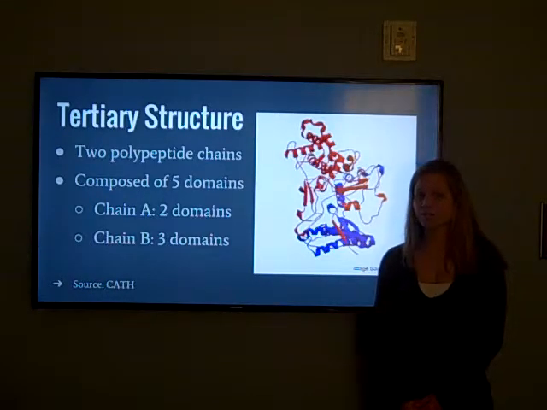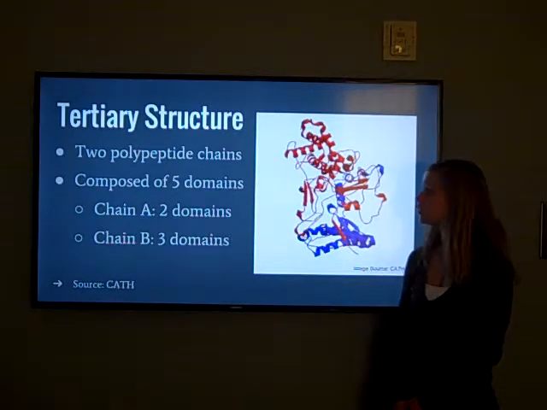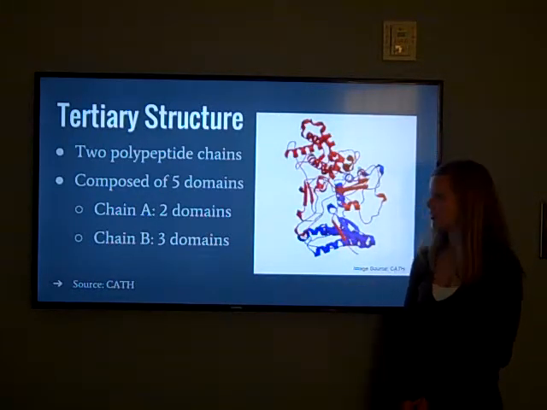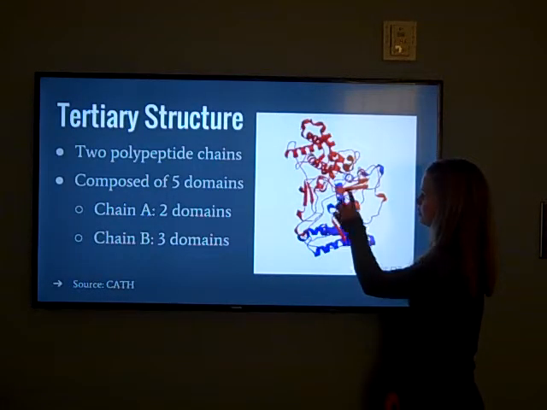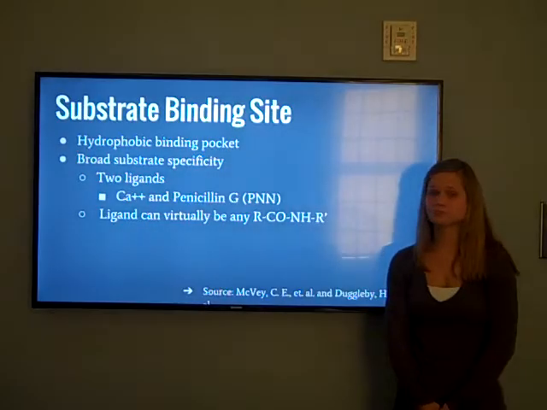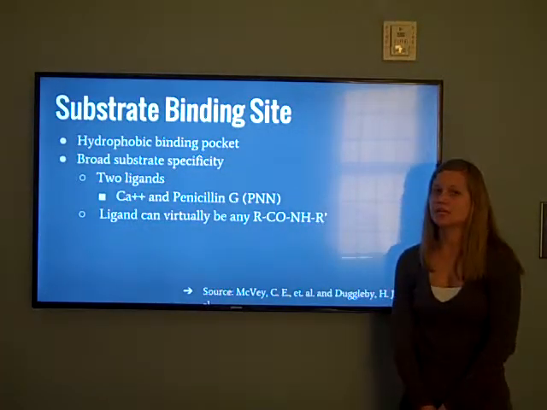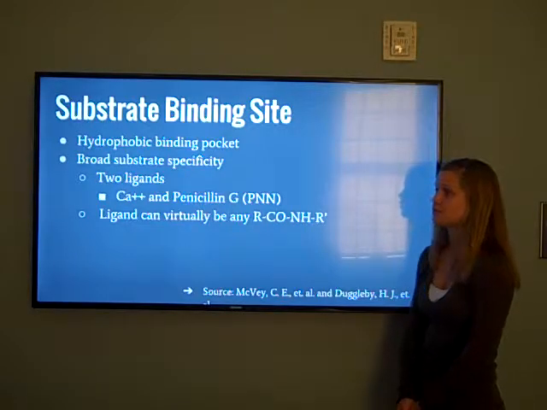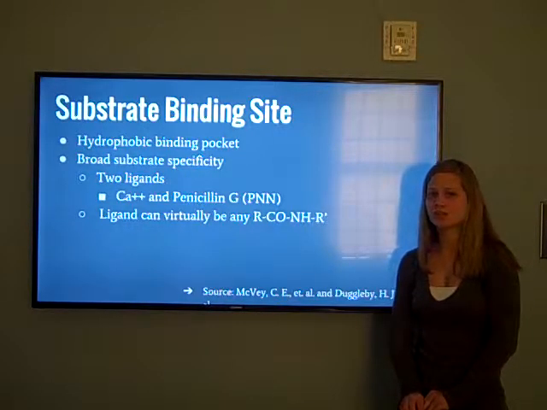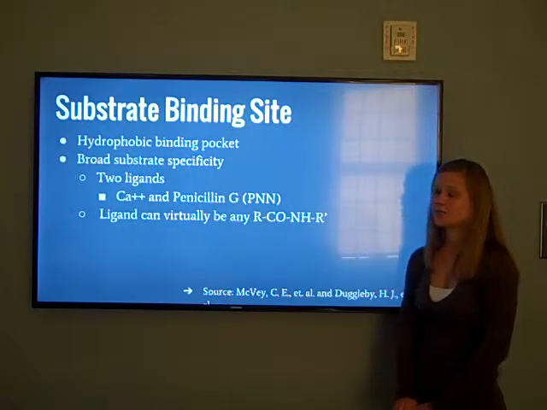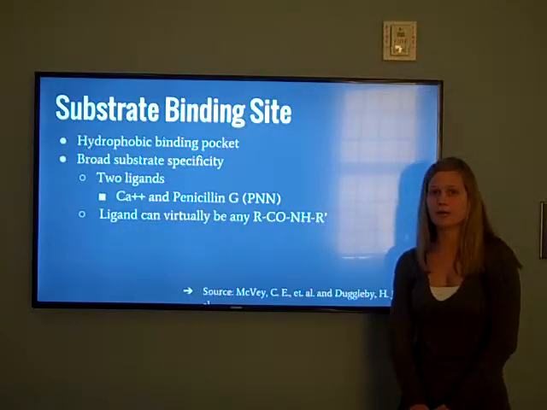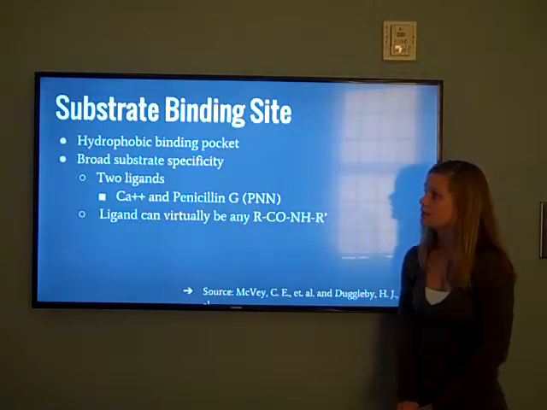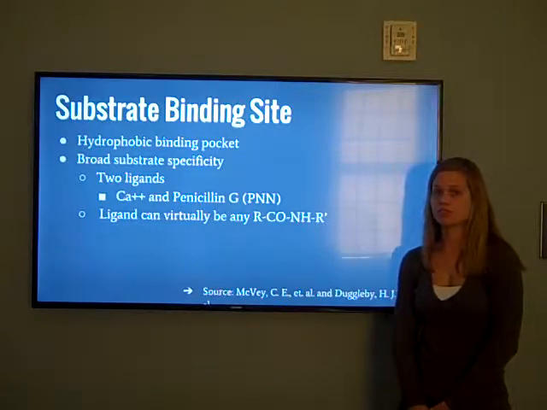This is the tertiary structure of PGA, and it is characterized by 2 polypeptide chains that are divided into 5 domains. Chain A is divided into 2 domains and is shown here in blue. And chain B is divided into 3 domains and shown here in red. The 2 polypeptide chains are tightly entwined and they form a deep cup-shaped depression within the center, and within this center is the hydrophobic binding pocket. And aromatic residues line this binding pocket, and they are major contributors to substrate recognition and binding.